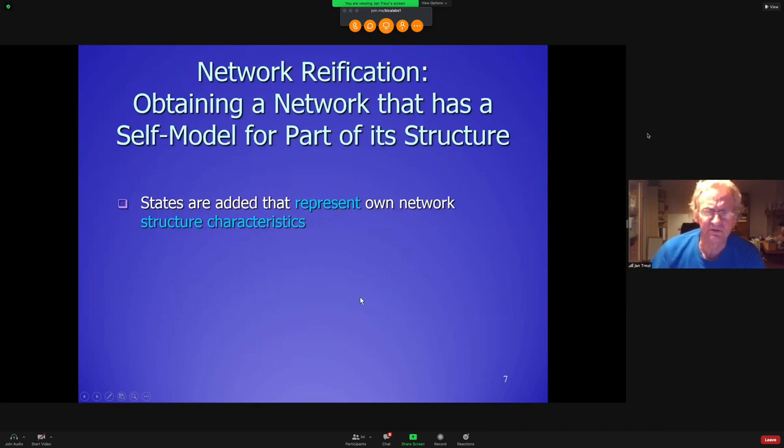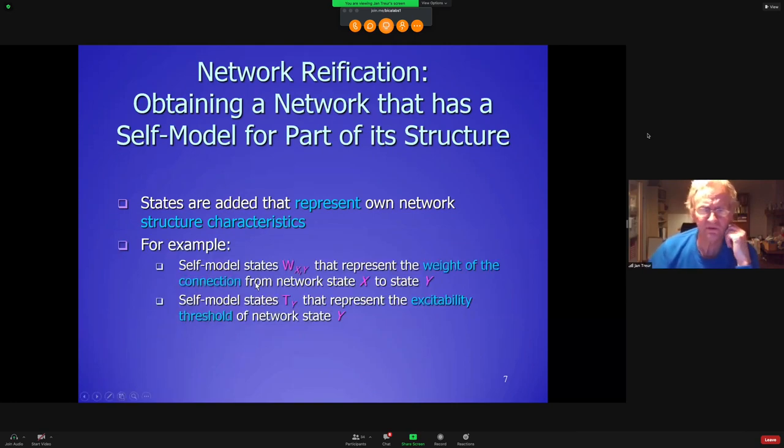So what is the general architectural view that has been used? That's the idea of network reification, or in other words, that you obtain a network that in some sense has a self-model for part of its structure. Note that a network has structure and it has nodes, or states as we call them. The structure is the kind of framework, and within that framework, the nodes operate with each other, they influence each other through the links. But the structure itself is not directly accessible normally in a network, but if you add a self-model for that, then you get it in the form of states. So then you have states that represent, in a sense, the characteristics of the network, and then you can operate on them, you can read them, you can do anything with them.